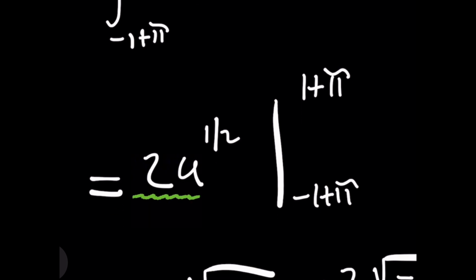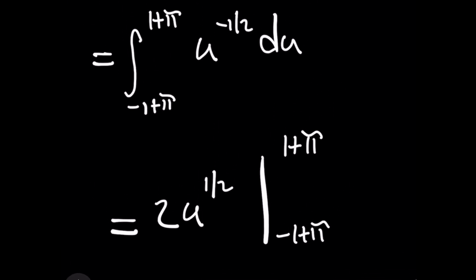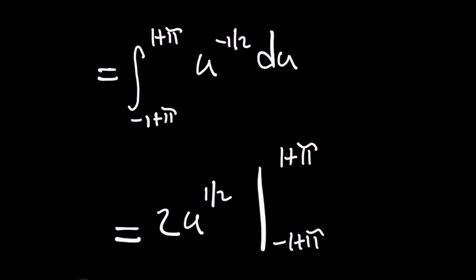Now, the question for you is, say I'm on my AP exam and I've got 5 minutes left, and this is a definite integral problem. And now you have an expression in terms of u here from -1 plus pi to 1 plus pi, and I need to solve this. Should I go back to the original variable x?